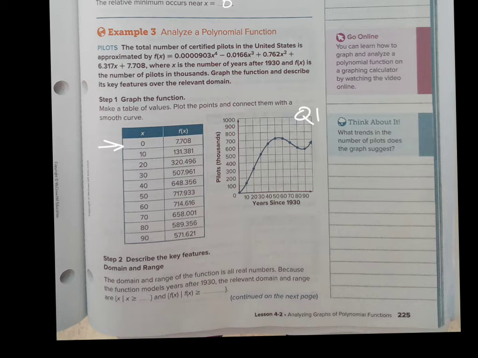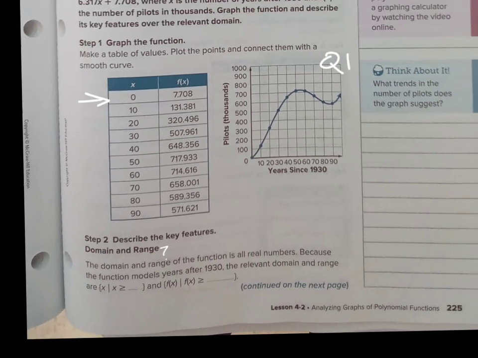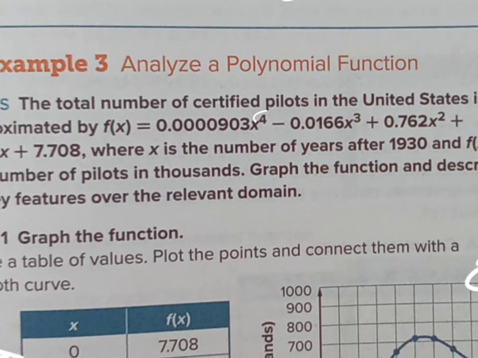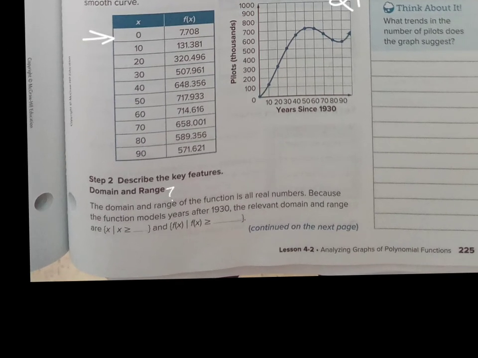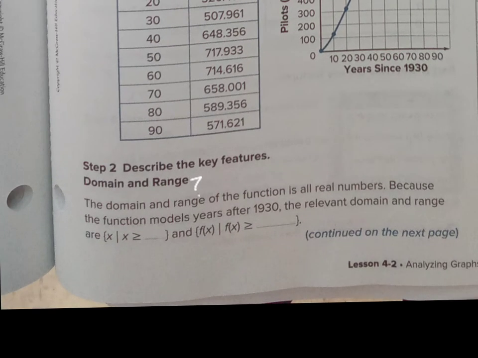Okay, and so they say the domain and range of the function is all real numbers. Now I have an issue with that because the domain is clearly all real, because all polynomials have a domain that's all real. But the range of a normal function to the fourth power is not all real, but I'll give them a break. They're having a lot of trouble here lately. But because the function models years after 1930, the relevant domain and range is, x has to be bigger than year 0. Okay, that's 1930.